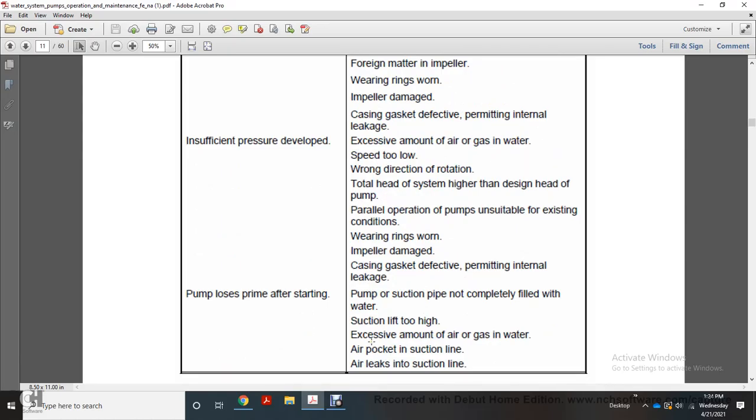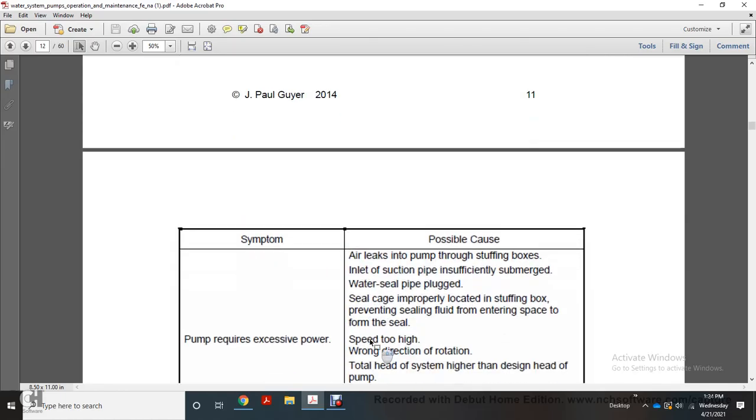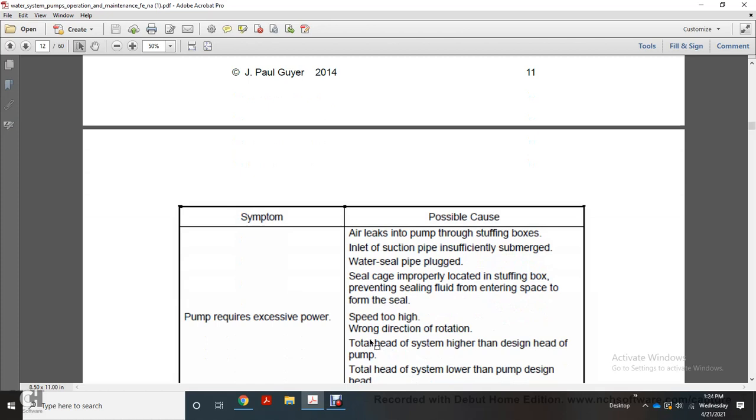Problem: pump loses prime after starting. Possible causes: pump or suction pipe not completely filled with water. Suction lift too high. Excessive amount of air and gas in the water. Air pocket in the suction line. Air leaks in the suction line. Air leaks in the pump through the stuffing box to the suction. Insufficient submergence, or water seal pipe plugged.